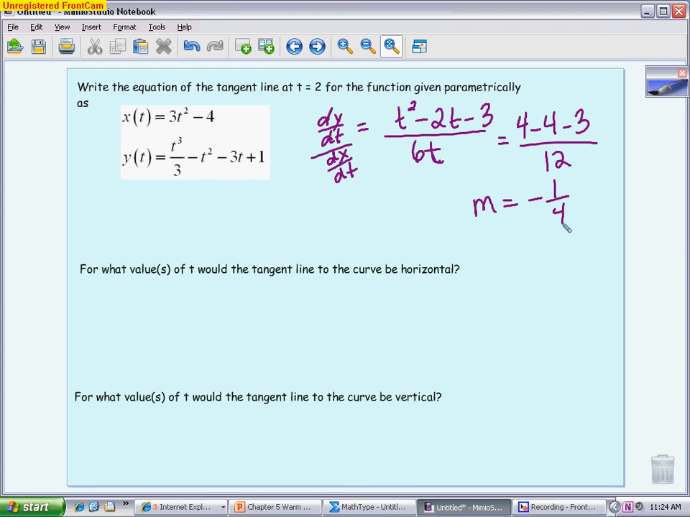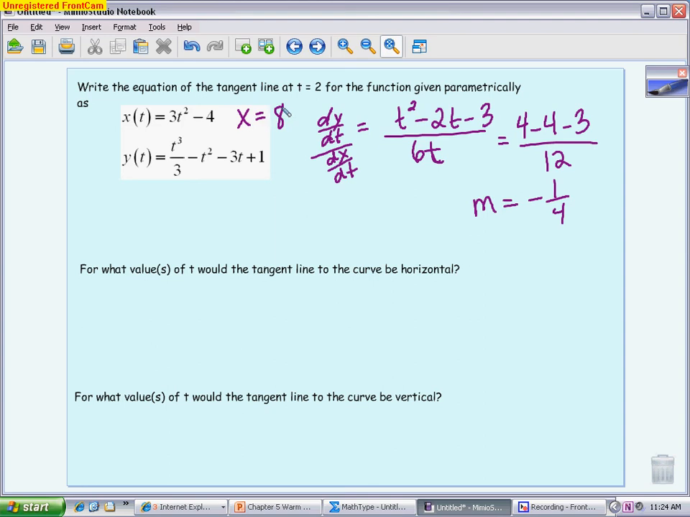Now I'm going to look at the coordinate, because to write a tangent line I need a slope, which I have, and I need an x and a y, and right now I just have the t value. So I'm going to have to plug that in here. If I plug 2 into the top equation, I get 2 squared, which is 4, times 3 is 12. 12 minus 4 is 8.